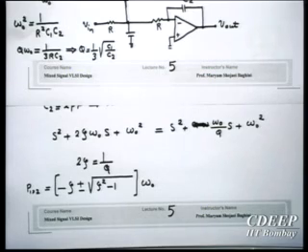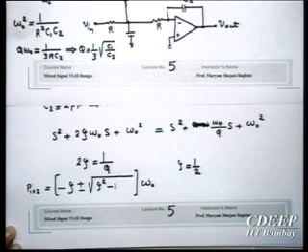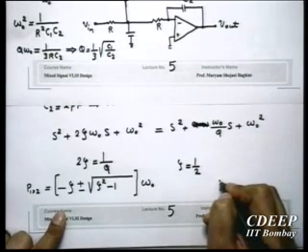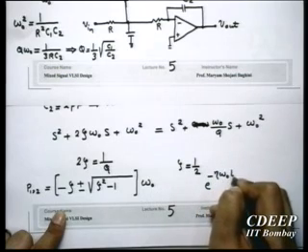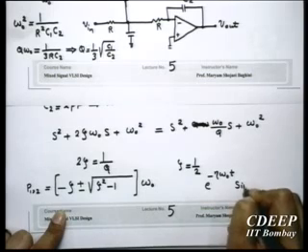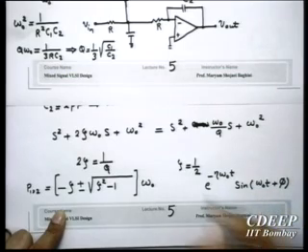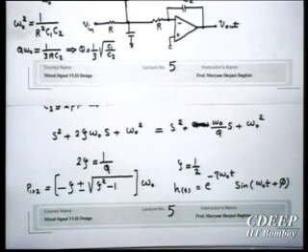No, they are not equal. See, because zeta is equal to 1 upon 2, therefore the real part will be 1 upon 2 and the imaginary part will be root 3 upon 2. And if we have poles like this, in the time domain it will have a component of e to the minus zeta omega 0 t into sine omega 0 t plus some phi. Impulse response.